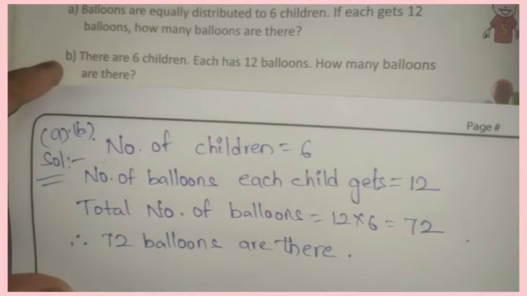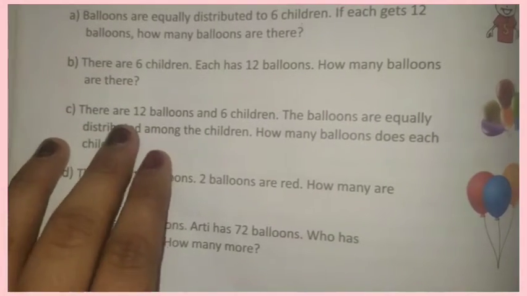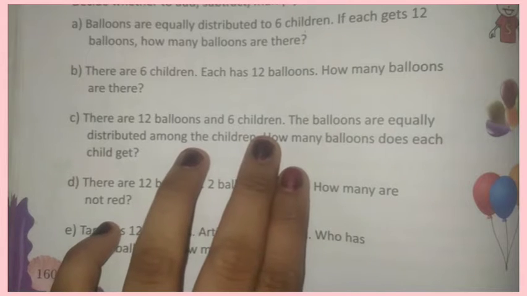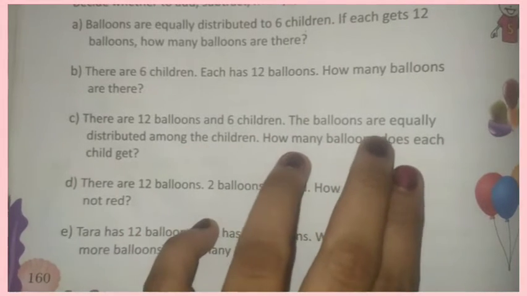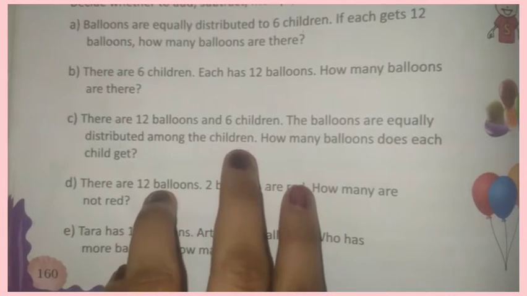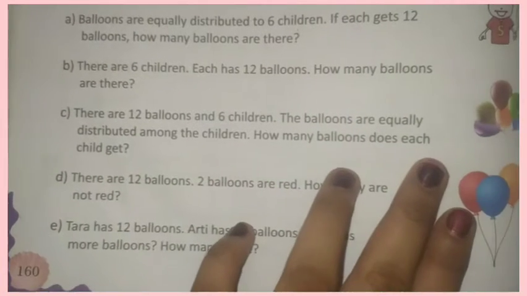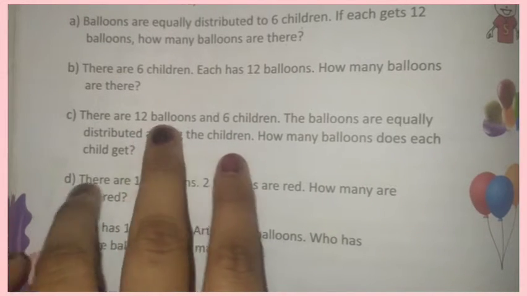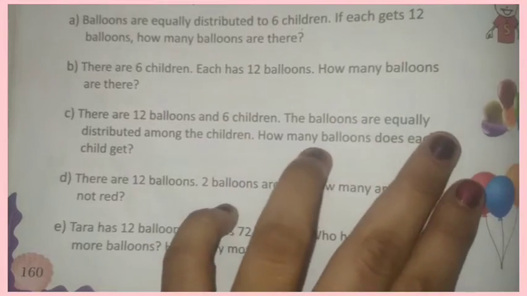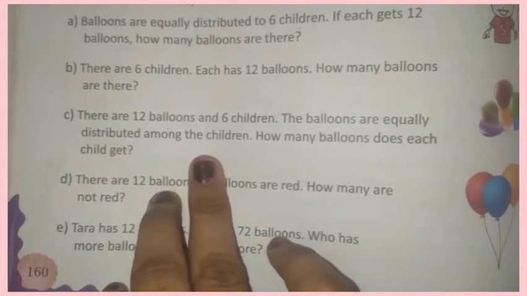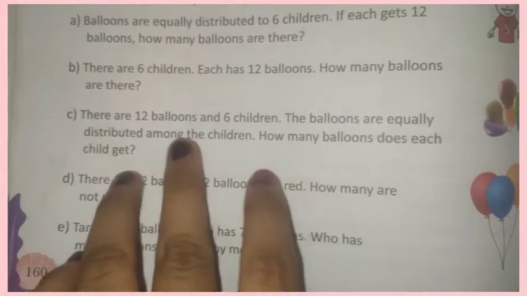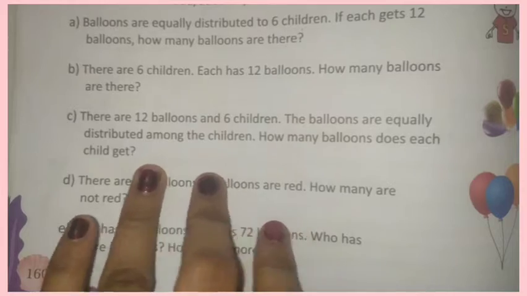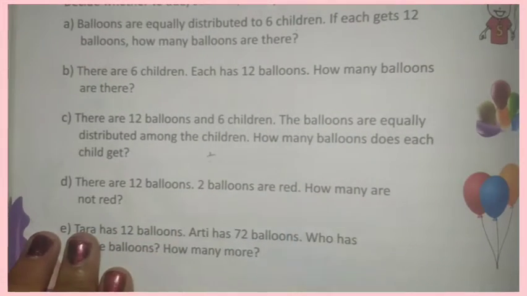Now look at C question. There are 12 balloons and 6 children. Total 12 balloons are there and 6 children are there. The balloons are equally distributed among the children. How many balloons does each child get? We have to do division to get the answer.